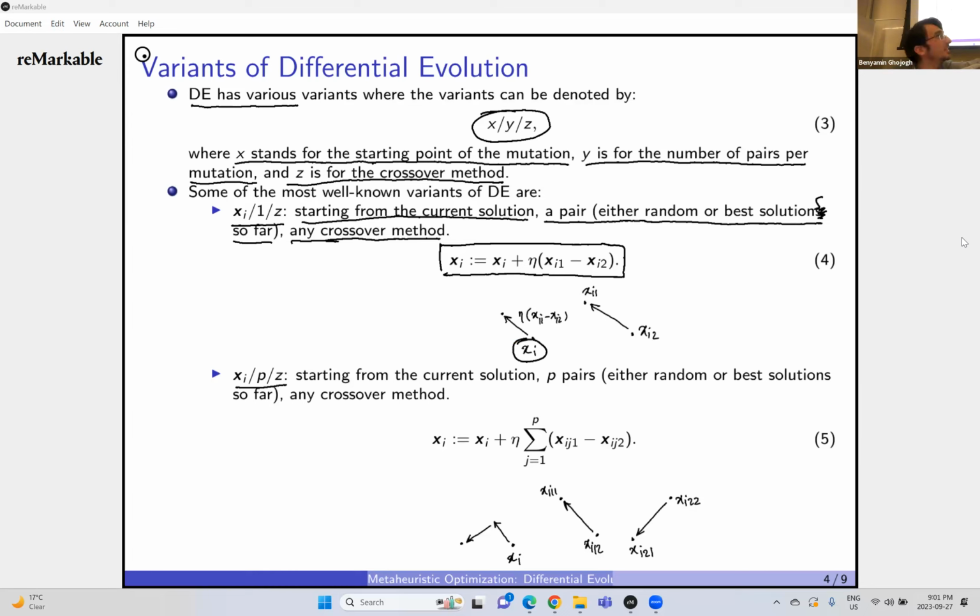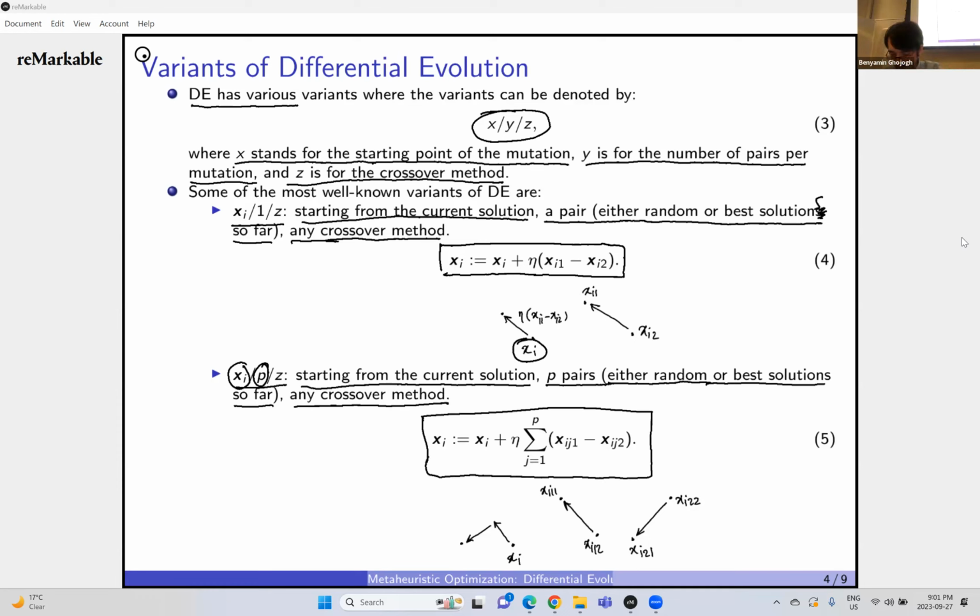Xi/P/Z. What do I mean by this? Starting from the current solution, Xi, but having P pairs, and these P pairs can be either random or best solutions found so far, or you can take some of the pairs from the best found solutions and some of them random to have a combination of exploration and exploitation. You can have various variants of the algorithm and any crossover method. Its formula is this. Its figure is very similar to what we had, but this X is Xi this time.